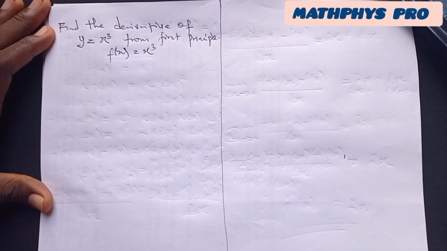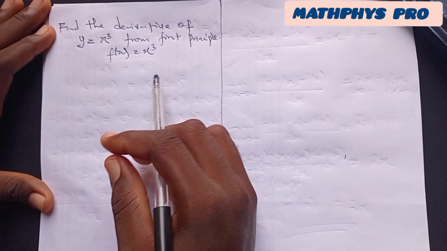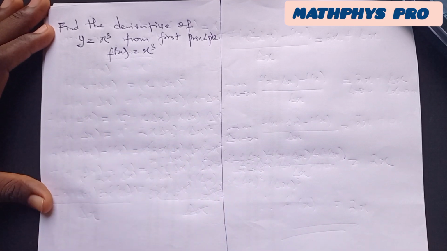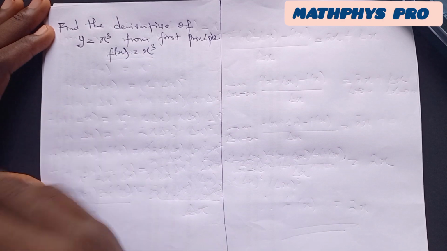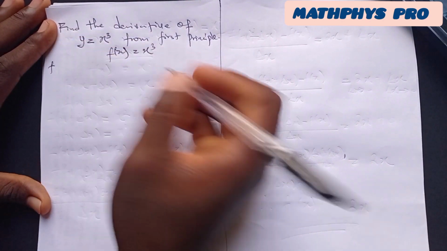So now remember, I always say that wherever you see x, solving how to find derivative using first principle, whenever you see x, you add plus change in x. If it's in the case of y, you can add plus change in y. So we say that here we have what?